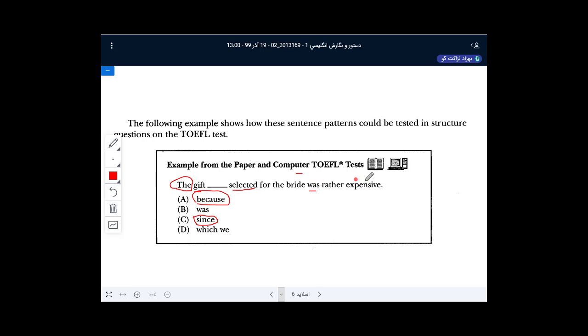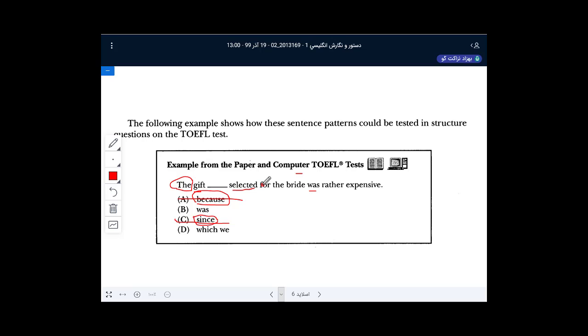But we take this prompt as something which is true, and we have to choose from one of these choices to complete this. So if we choose because, so immediately after because and since, we expect to see the subject, not the verb. So that is why there is no subject, and because is not acceptable and since is not acceptable. If I choose was, the gift was selected.